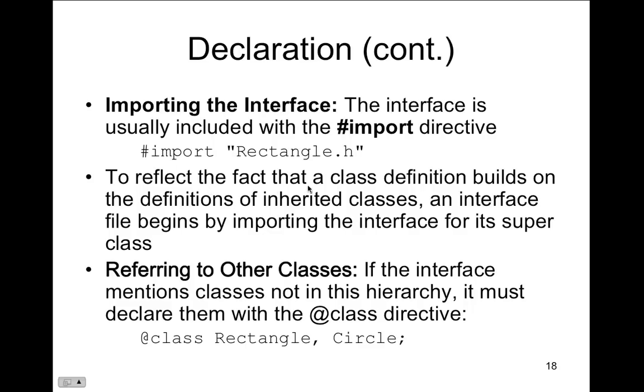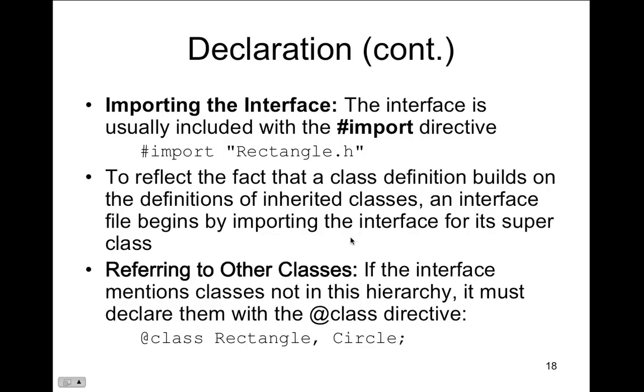So to reflect the fact that the class definition builds on the definition of the interface classes, an interface file begins by importing the interfaces for which it is a superclass of. Well, it's the same concept, actually, as C++ includes. So if we were to build the concept of the rectangle inside the implementation, we would import rectangle.h so that we can have that interface to that object code that's actually created for us. And it's done the same way. It's to create the interface.